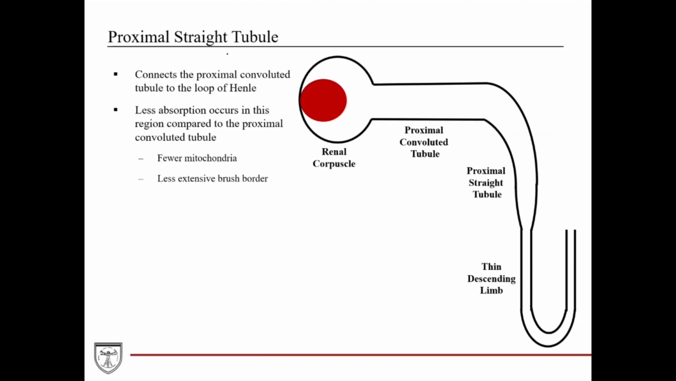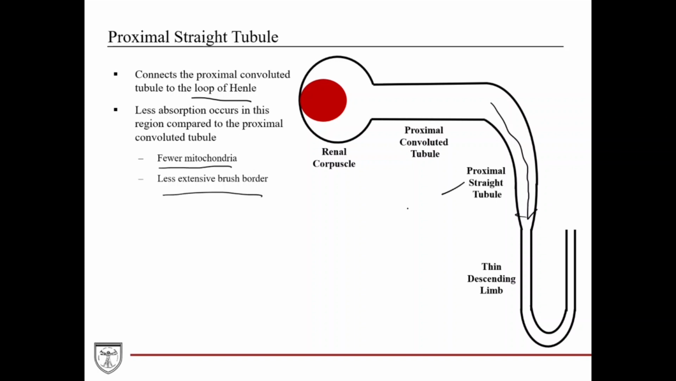So the proximal straight tubule, there's not too much to know about this. We show it here. It connects the proximal convoluted tubule to the loop of Henle. So you move your way down here to the loop of Henle. There's less absorption that occurs in this region, especially compared to the proximal convoluted tubule. Because of that, it has fewer mitochondria and a less extensive brush border.